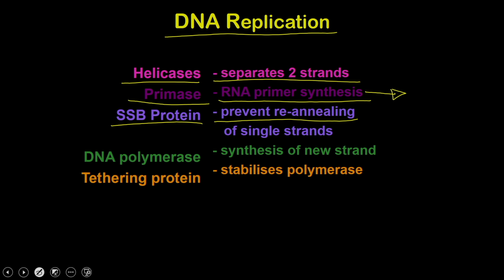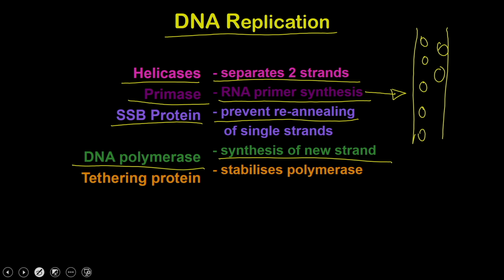Single stranded DNA binding proteins are going to bind to the two strands like this, so that they do not come together and re-anneal, and that is how they maintain the single stranded DNA. Then you require the DNA polymerase, which is going to synthesize the new strand, and then you require the tethering protein, which is going to stabilize the polymerases onto the strands.